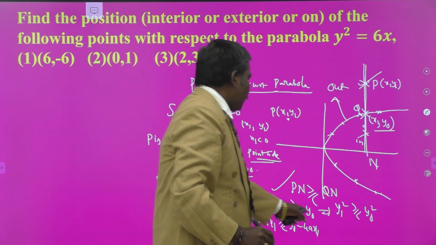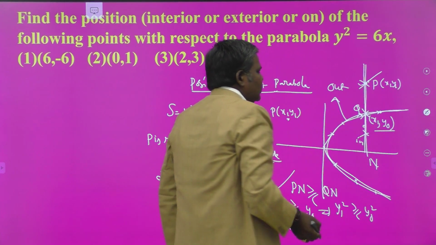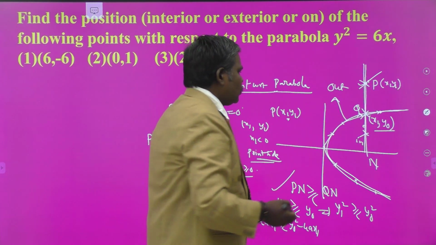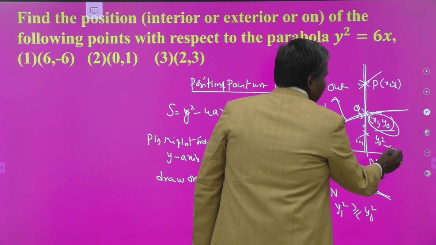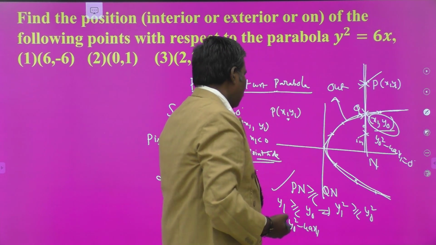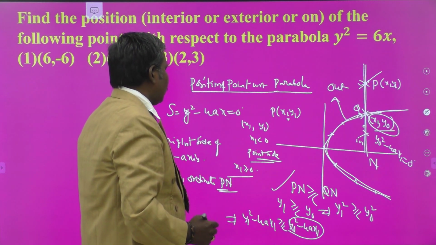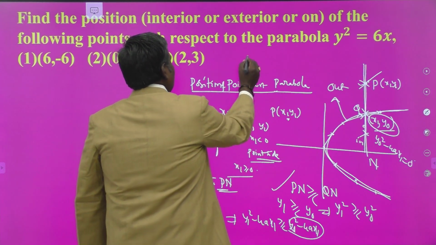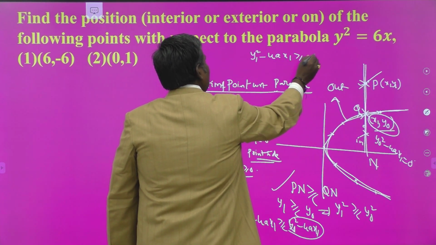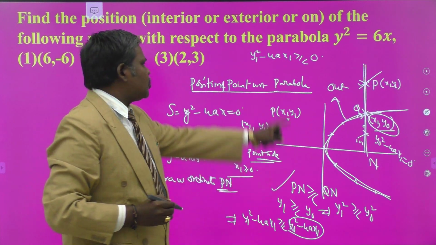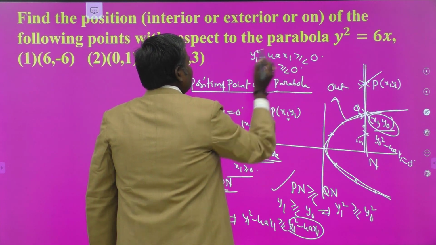My dear students, what about y0 square minus 4ax1? This point lies on the parabola. If any point lies on some curve, that automatically satisfies the equation. So substituting x1 comma y0 in your parabola, y0 square minus 4ax1 automatically becomes 0. So the entire thing is 0 here. We obtained y1 square minus 4ax1 is greater than, equal to, or less than 0. It means what, my dears? That is nothing but S11. So S11 is greater than, equal to, or less than 0.